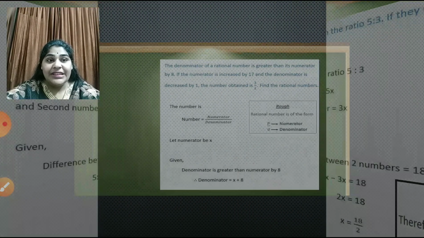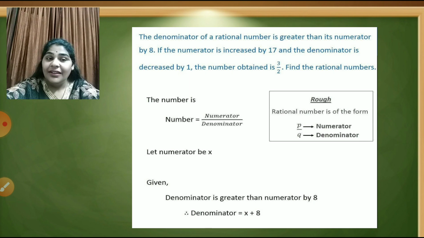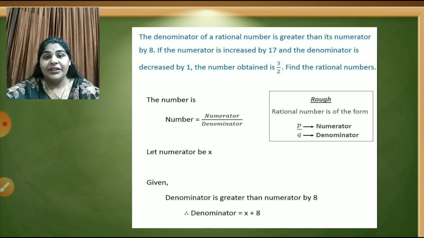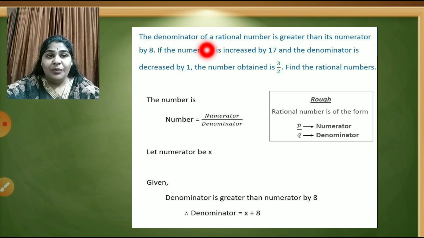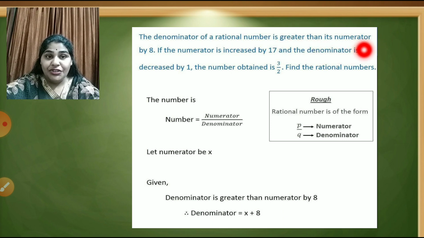Let us proceed. So in word sums, be very careful, children. Think twice, see whether you have written a correct equation and then solve. So forming an equation is very important in this. Next one. A denominator of a rational number is greater than its numerator by 8. So we don't know what is numerator here, right?